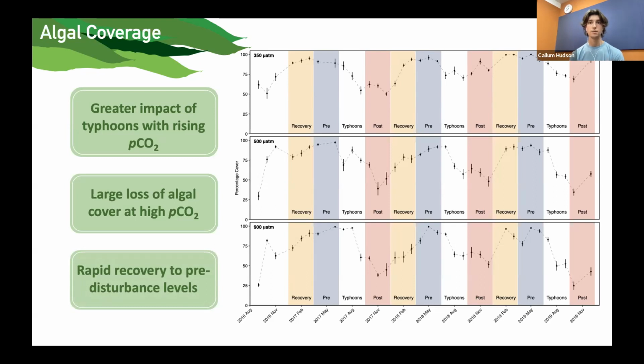And despite exhibiting lower resistance, the acidified communities still were able to rapidly recover following the typhoon season. Again, in this yellow and blue recovery and pre-disturbance periods, coming back to near pre-disturbance levels of cover, recovering to high levels of algal coverage.